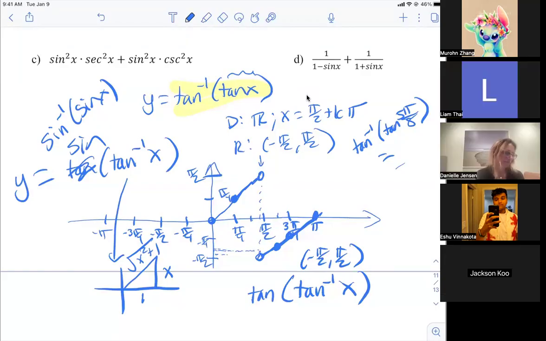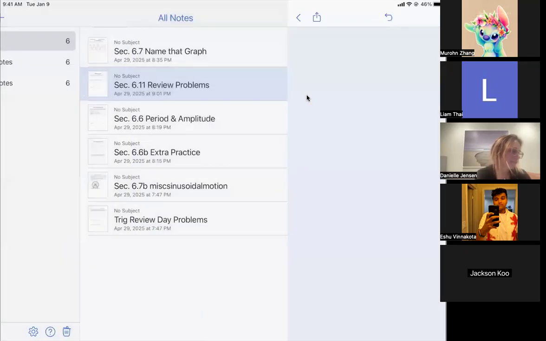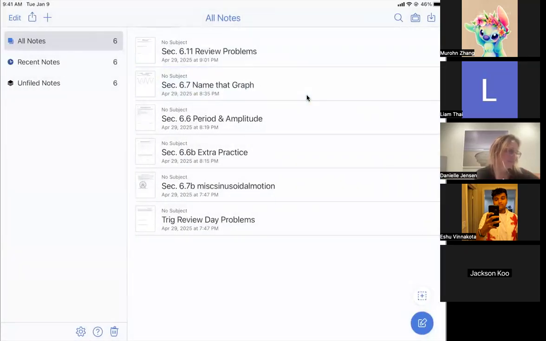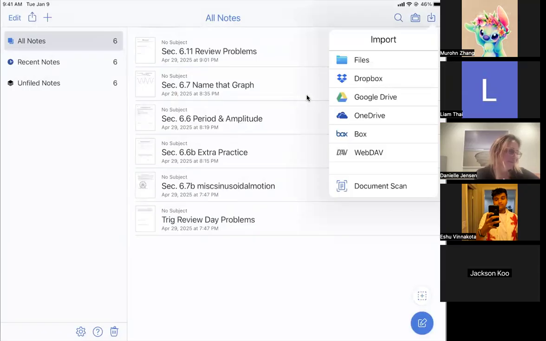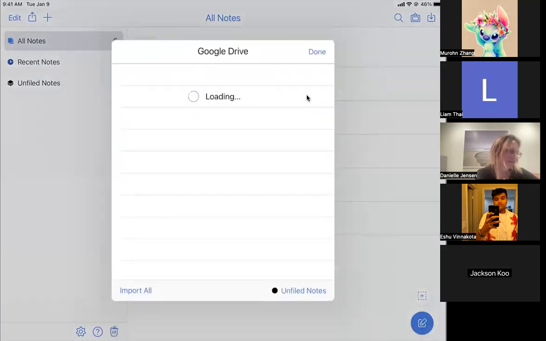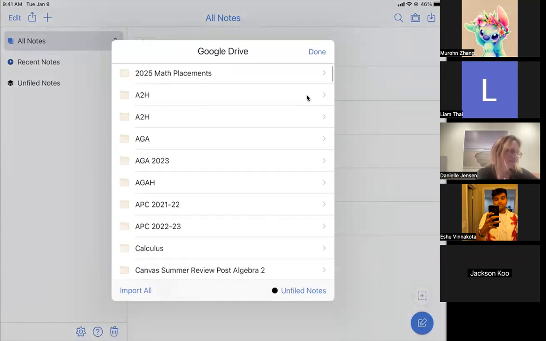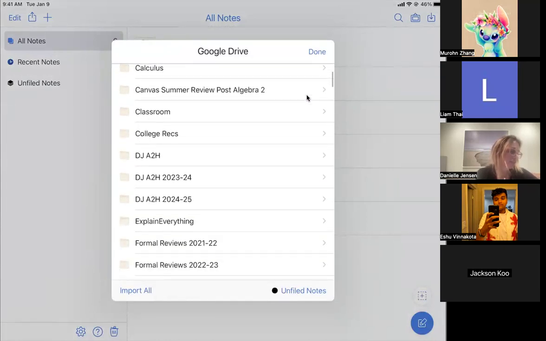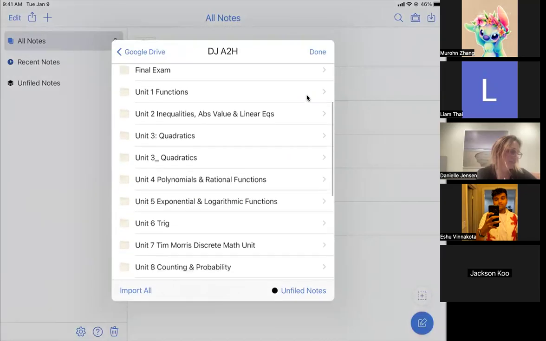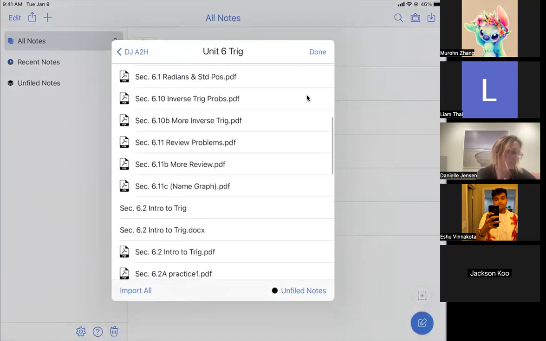Okay, super quick. This is in 6.10b. It's just like rewriting the sine function as an inverse cosine function, and I was confused on where to put the negative. Yeah, I think I know what you're talking about. Let me pull it up. 6.10b.